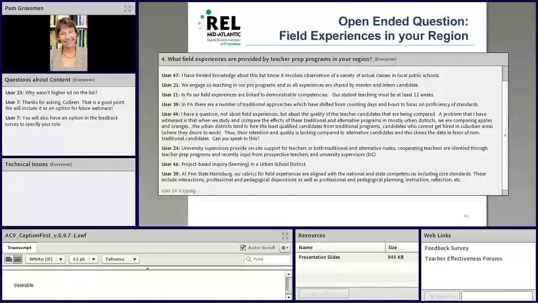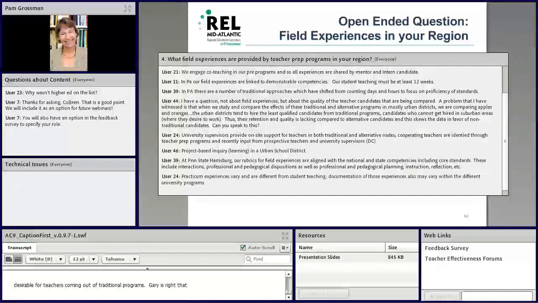So Gary's right that in some ways you have this apples and oranges issue. That's part of the reason that in some of the models we use, we do control for entering qualifications. If you control for those qualifications, again, you see less of a difference between the routes. Part of what people from some of the alternative routes, in particular TFA, are bringing are much higher entering academic qualifications.